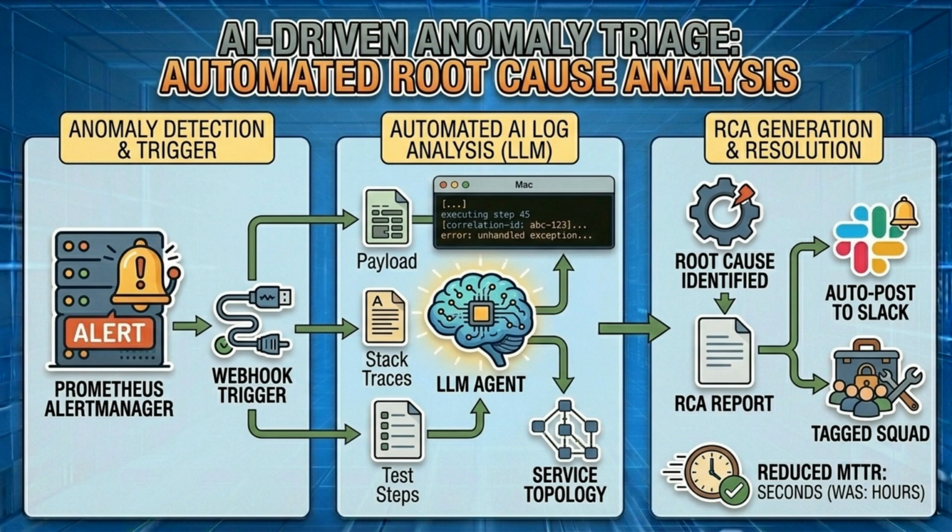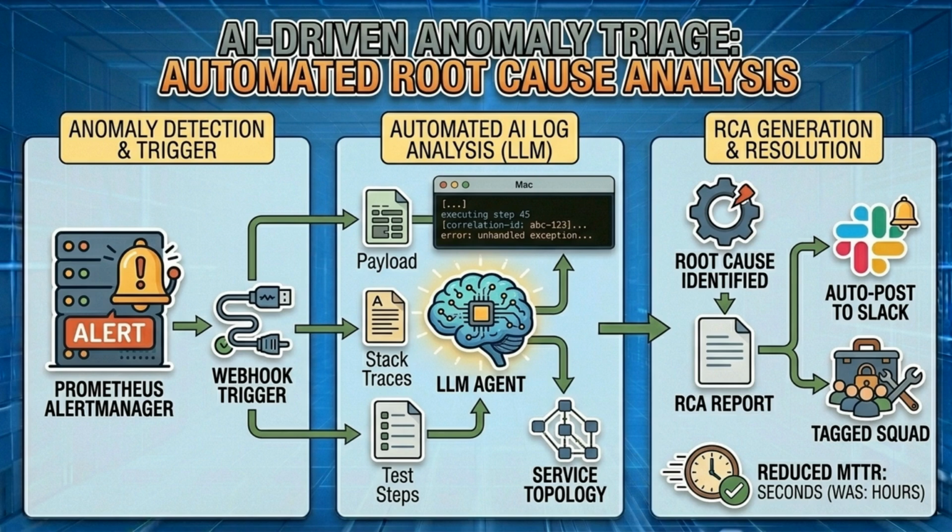To triage this efficiently, we eliminate manual log digging and introduce AI. When Prometheus Alertmanager detects an environment anomaly, it triggers a webhook. We route that payload, along with the aggregated stack traces, directly into an automated log analysis agent. Because we implemented correlation IDs, this specialized LLM does not just see a random 500 error. It instantly pulls the exact test steps that were executing alongside the backend stack trace.